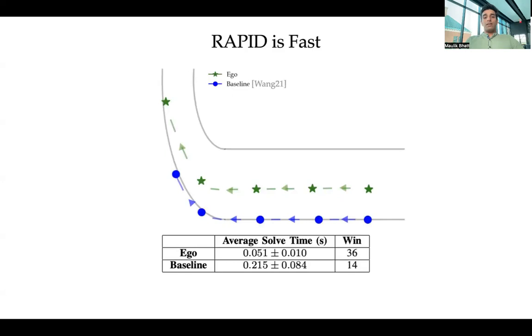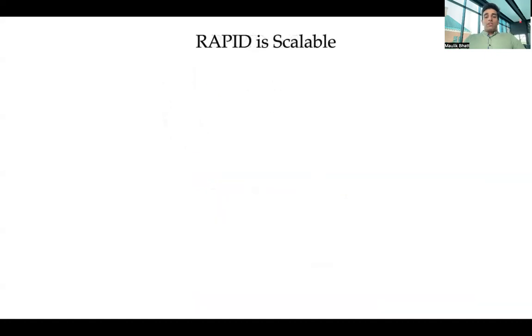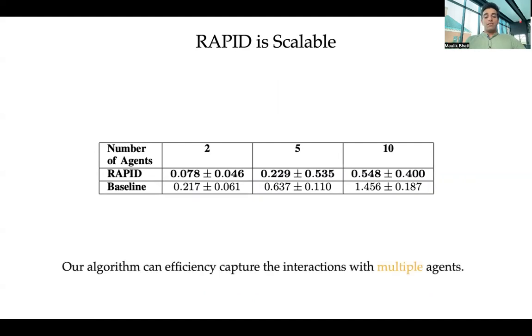We found out that RAPID is very fast to solve and its average solve time is about 4 times faster and it wins the race more frequently against the baseline. And with this in mind, we wanted to check the scalability of our algorithm. And we found out that our algorithm scales to multiple agents in a much better way than the baseline. As the number of agents increases, our algorithm is solving the game much faster than the baseline. And therefore, we can efficiently capture interaction with more agents.